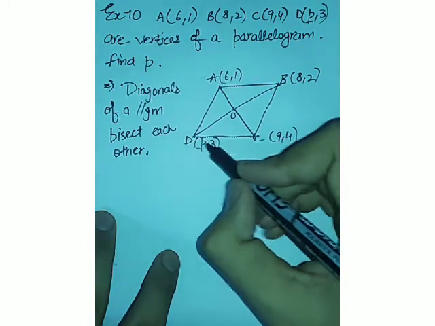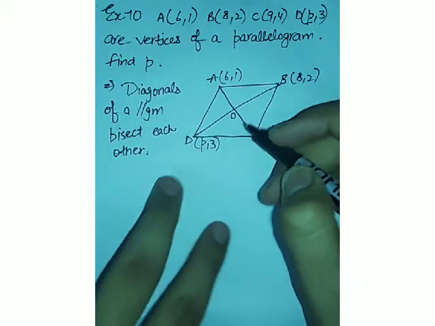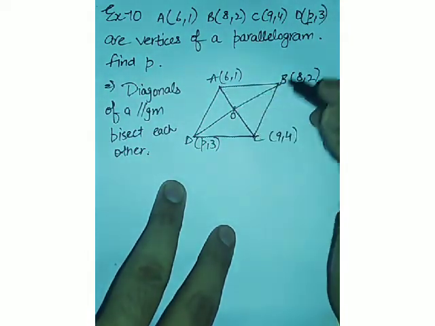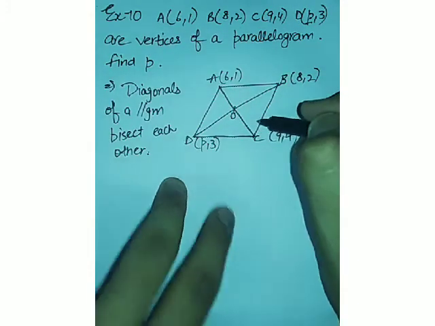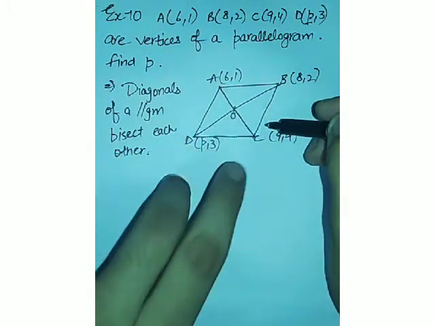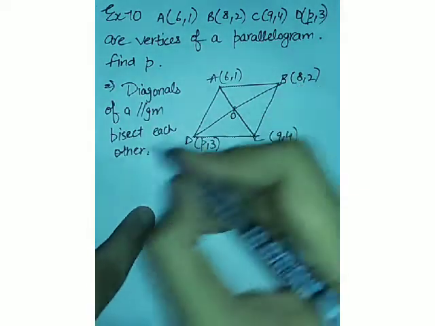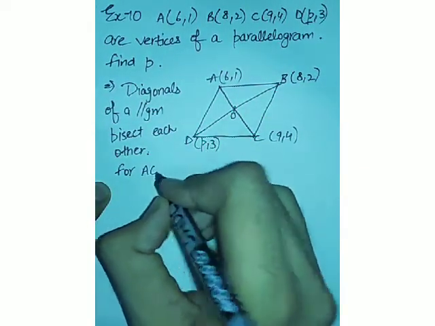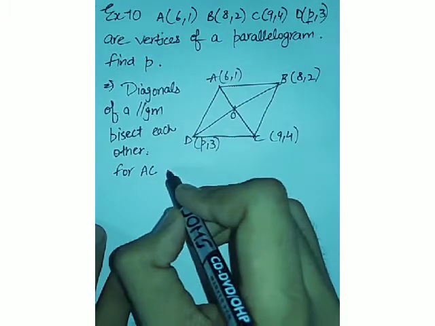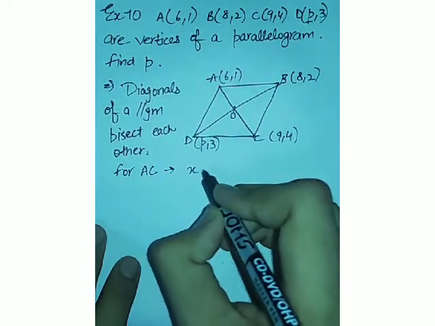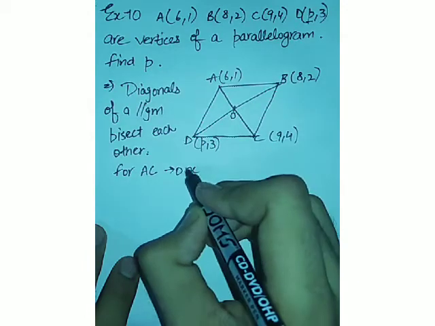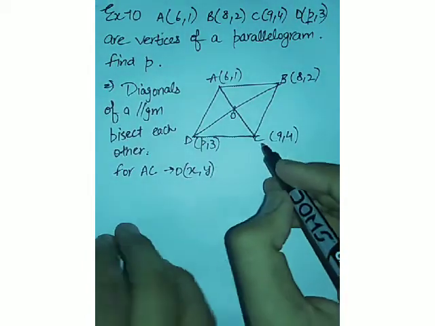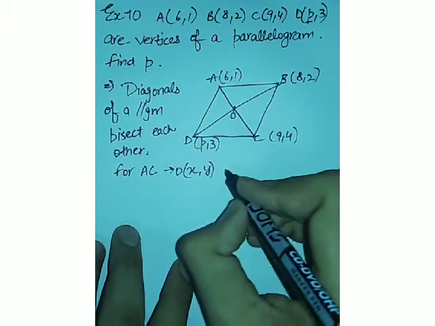Now we have to find the value of P. We will be applying a formula. Now it can be said that O is the midpoint of AC as well as BD. Clear? We will be finding the coordinates of O. Now for AC, in your book it is not explained like this, so watch this video carefully. For AC, let the coordinates of O be X and Y. Now we will apply the midpoint formula.